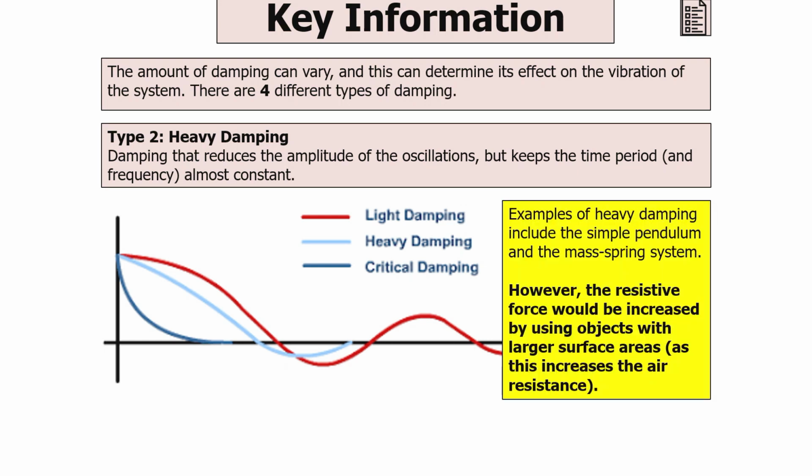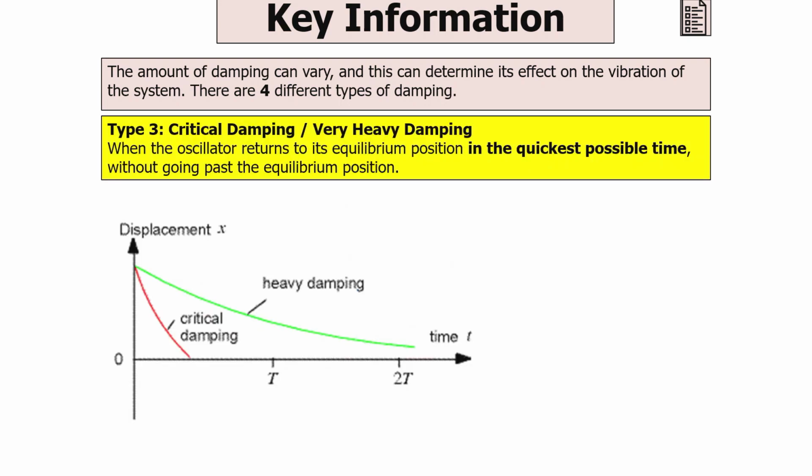Now, examples of heavy dampening include the simple pendulum and the mass spring system. However, the resistive forces will be increased by using objects with larger surface areas, as this would increase their air resistance. The third type is called critical dampening or very heavy dampening.